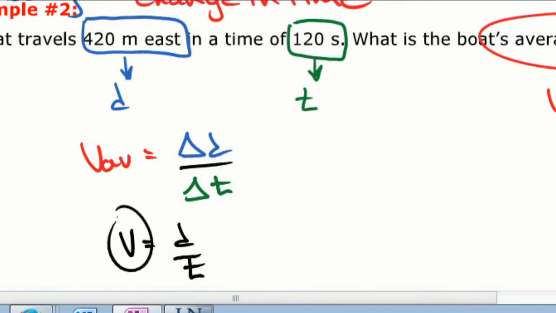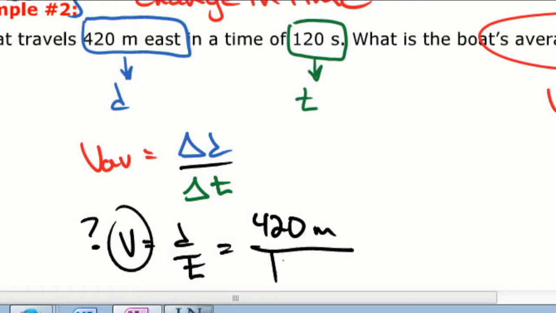So I'm trying to find this. I don't know what it is. The distance I traveled was 420 meters, and the time I traveled it in was 120 seconds.